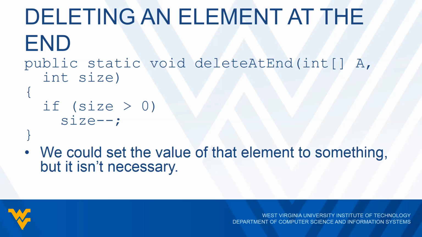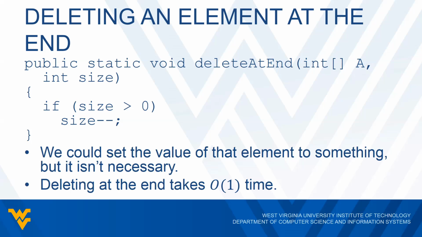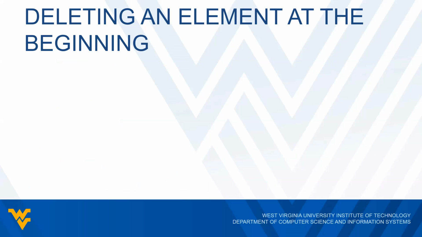We could set that value to something to say that it's no longer a part of the array, but it's not necessary, because if we were to add something to the end of the array, that value is going to get overwritten anyway. So we don't need to actually make any changes to that memory spot itself. Now, the running time of this is clearly O of 1 time. It's clearly constant time, because all we're really doing is just one comparison and then decreasing the value of size if that comparison is true.